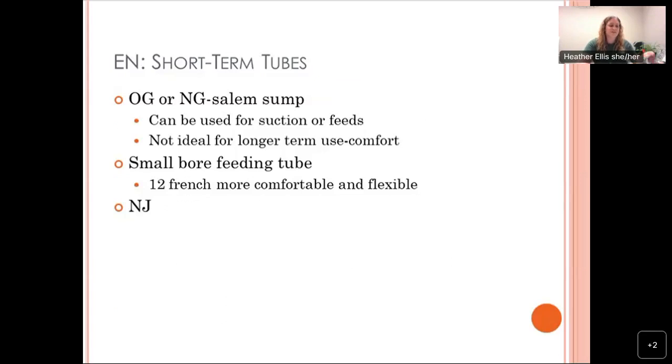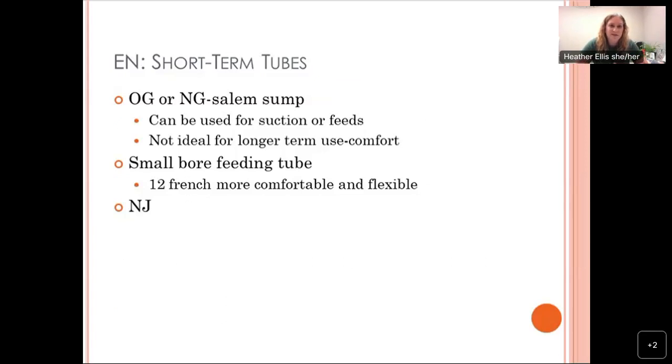Next, we talk about the different tubes that we have. So these are our short-term tubes. We have our OG or our NG Salem sump, which you can use for suction or for feeds. The OG you wouldn't see on the unit. You would see that in the ICU.